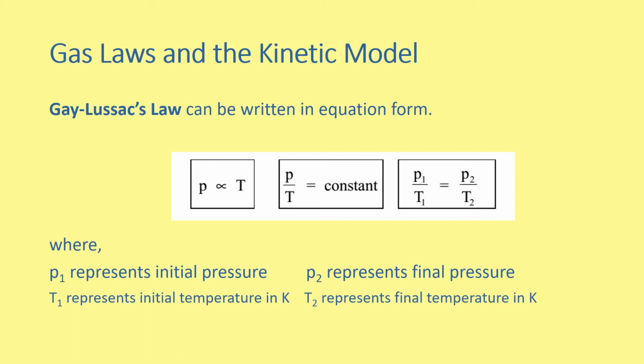The left-hand box reads as pressure is directly proportional to temperature. The other two boxes are very useful for calculations. And if you note this time, P1 and P2 do not have a unit, but T1 and T2 absolutely have to be in kelvins, or your calculations will not give you the correct answers.